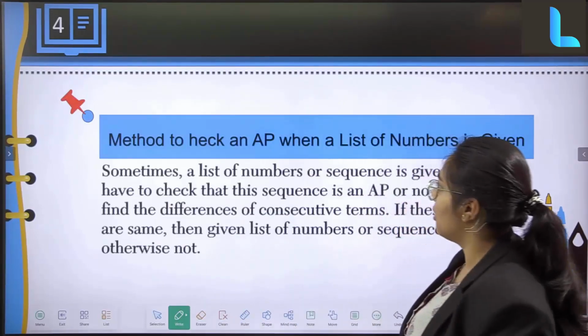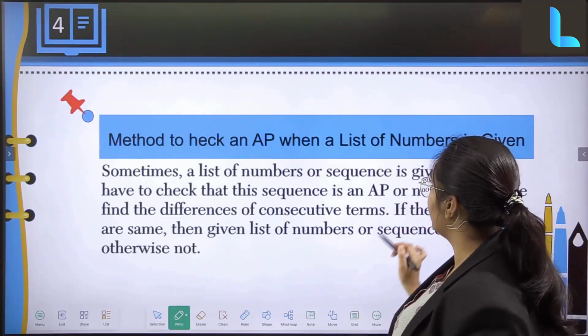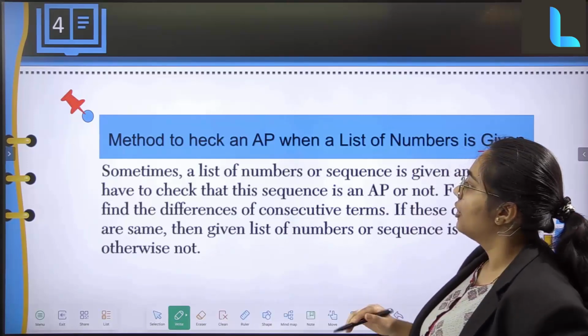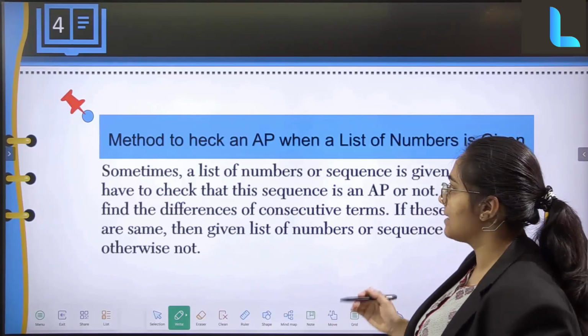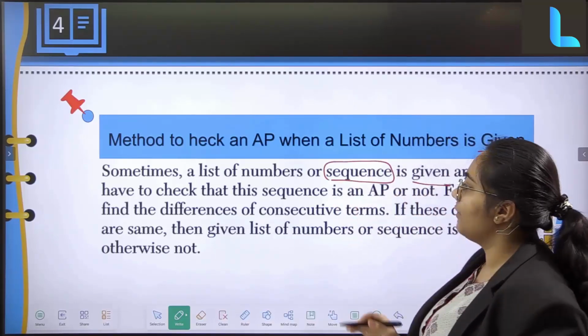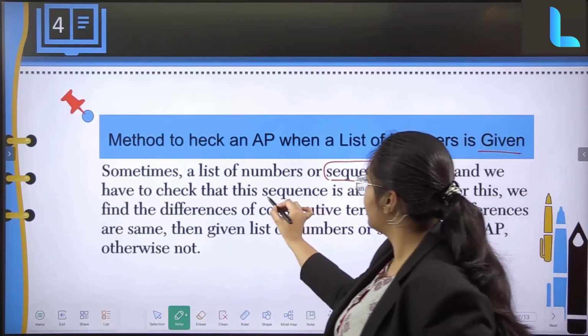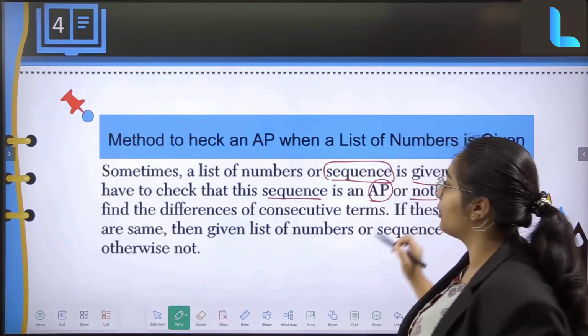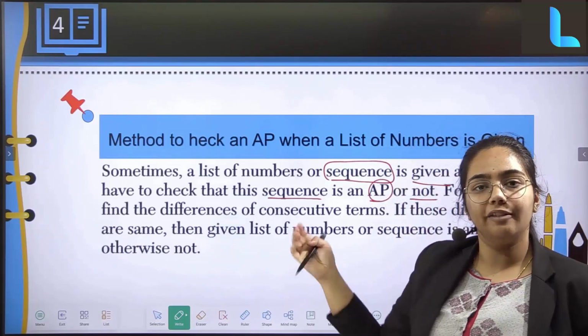Right? So a method to check an AP when a list of numbers is given. What is the procedure basically? Sometimes a list of numbers or a sequence is given and we have to check whether this sequence is an AP or not. How do we do that? So you have a number of terms.